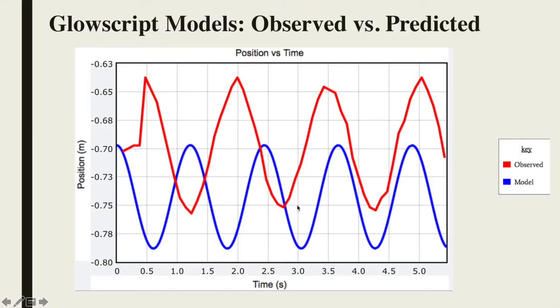Here we can see the plot of observed versus predicted given from the GlowScript code. We can see that it's very off. This may be from the tracker, as well as the calibration, or the video, or other changes that might be incorporated, such as forces and energies that we have not accounted for.